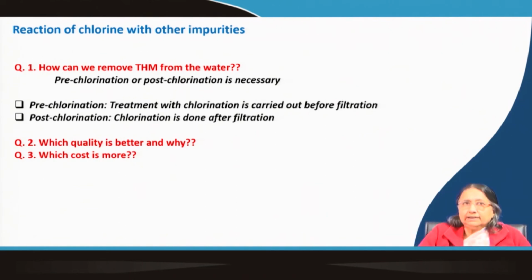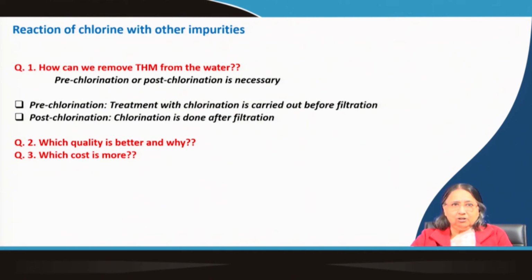What is pre-chlorination? Pre-chlorination is treatment with chlorine, where chlorination is carried out before filtration. Means first we do the chlorination, then we filter the water. Why filtering? Because through filtering we can remove the THM, that formed THM. Okay. So, this is called pre-chlorination.